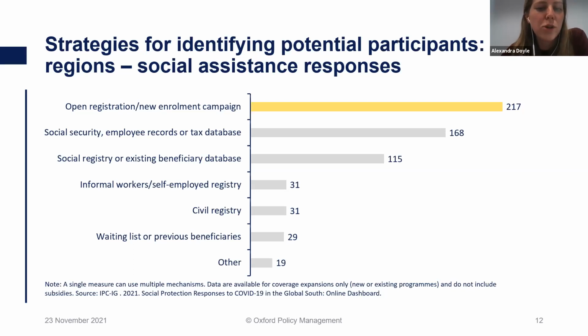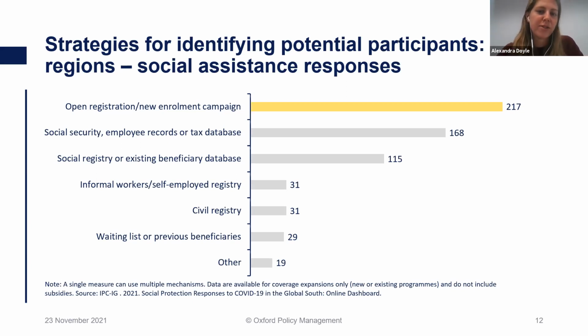And this was most common in Africa and Asia, while Latin America and the Caribbean relied a bit more on social registries because these databases were better developed. But as I mentioned before, the scale of the shock, the wide-reaching consequences, and the need to reach a lot of people very quickly meant that many countries also opted for more universally leaning approaches, and this was facilitated by using on-demand mechanisms.